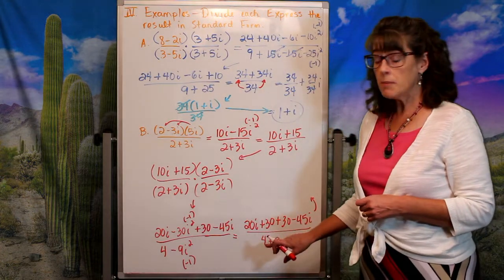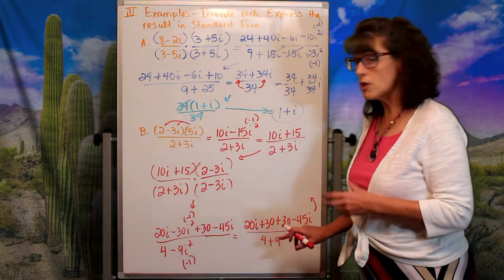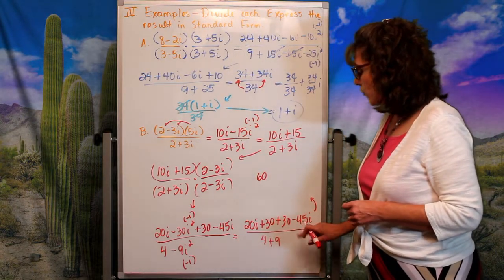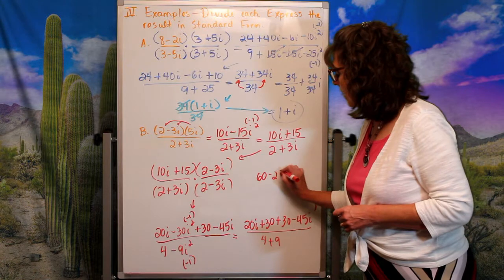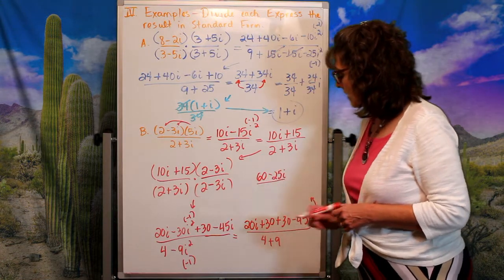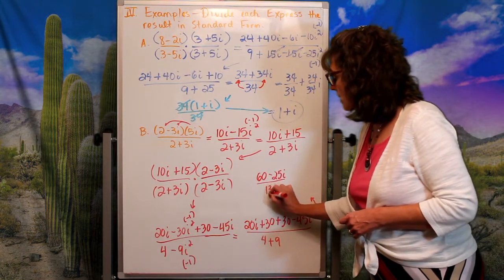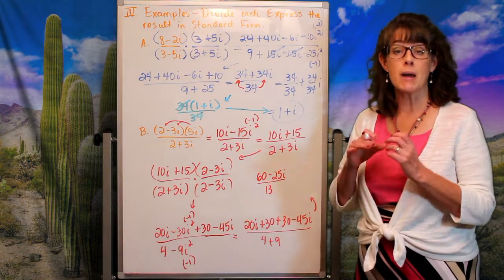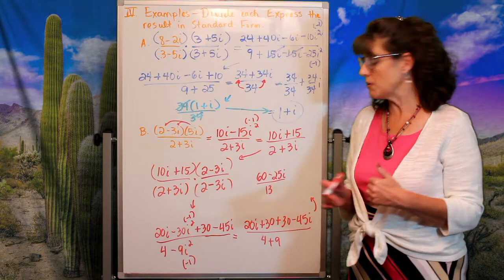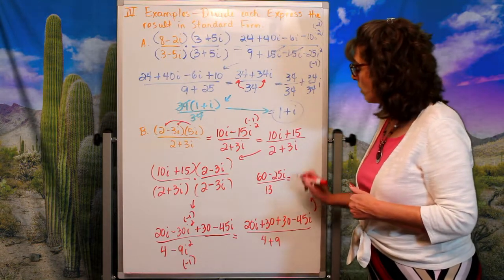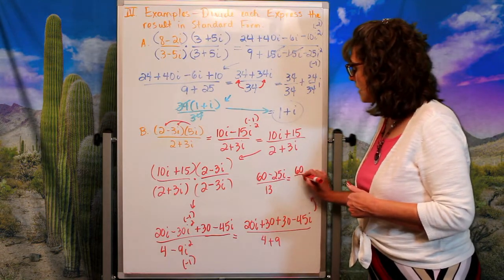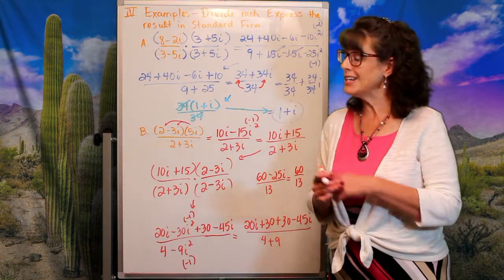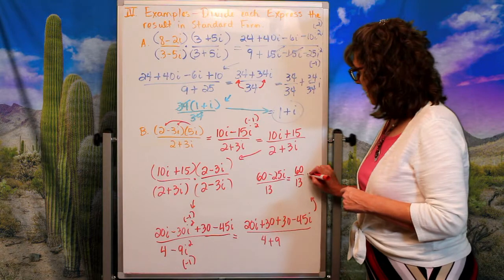Okay, combine like terms. 30 plus 30, the real parts. 30 plus 30 is 60. And 20i minus 45i will be a negative 25i. And in that denominator, 4 plus 9 is a 13. And like I said before, what I'm going to do at this point is separate out my real part and my imaginary part and simplify those fractions. So my real part will be 60 over 13. Does that simplify? Is there a number that will go into both 60 and 13? No, there is not. I'm going to separate out my imaginary part.